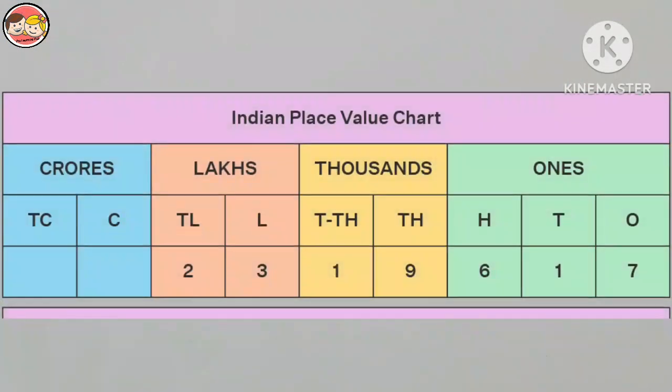Every digit in a number has a place value that depends upon its position in the number. To know the place value of a digit in a number, we should know about the place value chart. This is the Indian place value chart. Observe very carefully. Place value chart is a very useful table that helps us to find the place value of each digit in a number.